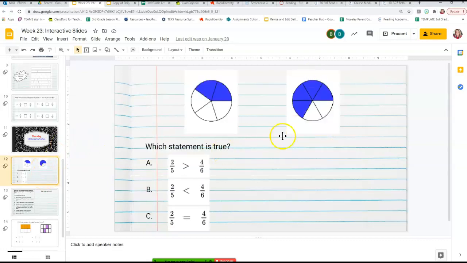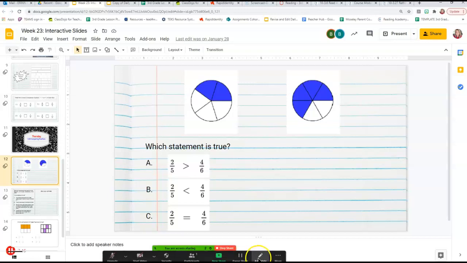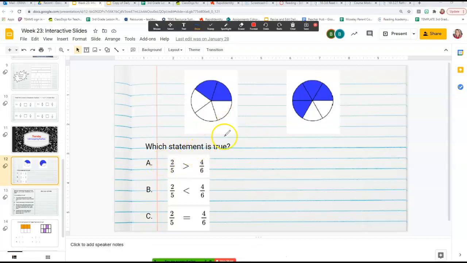So for today's example, which statement is true? I have fractions here and I have my greater than, less than, and equal to symbols. So again, I know I'm cross multiplying because these are comparing symbols. Okay, so let's find our fractions.